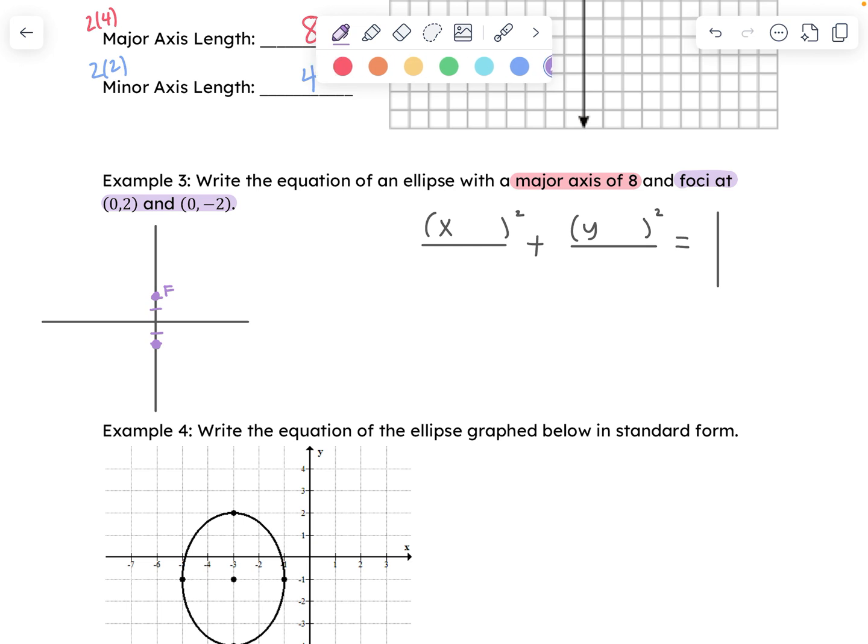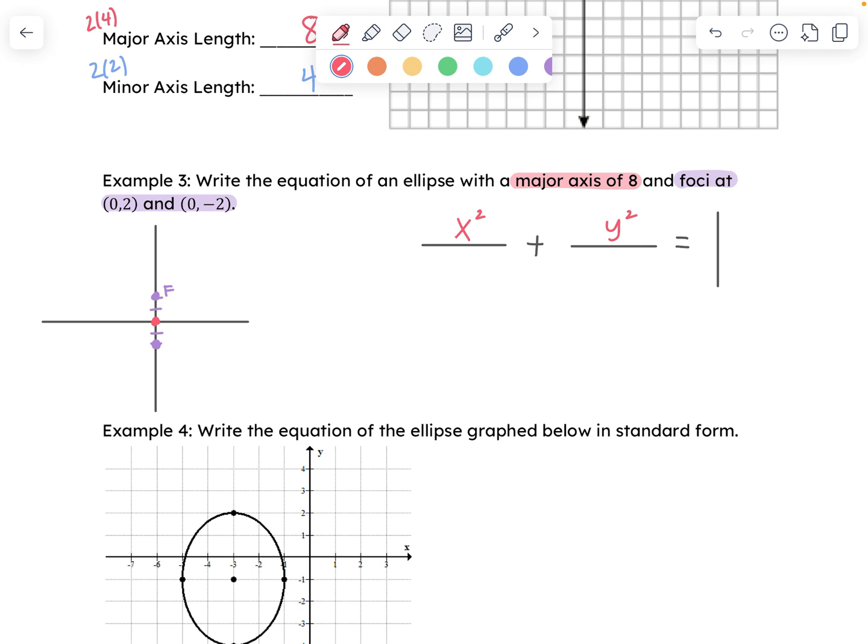And that kind of gives away where the center is. The center's got to be exactly in between them. So my center is at 0, 0. So technically that's x minus 0 and y minus 0, which I don't really need to write it that way. So I'm going to erase this. And instead of x minus 0 and y minus 0, you can just write it as x and y squared. You don't need the minus 0 part.